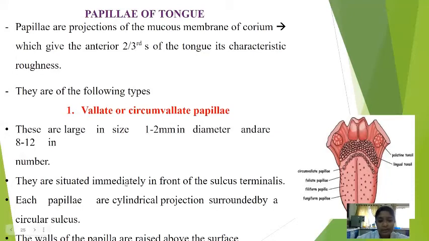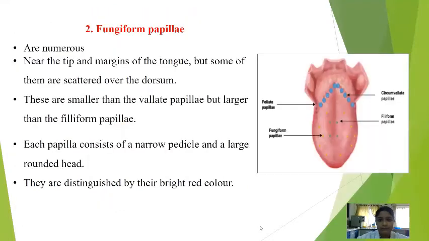They are situated immediately in front of the sulcus terminalis. This is the sulcus terminalis; they are situated immediately in front. Each papilla is a cylindrical projection surrounded by a circular sulcus. The walls of the papilla are raised above the surface.